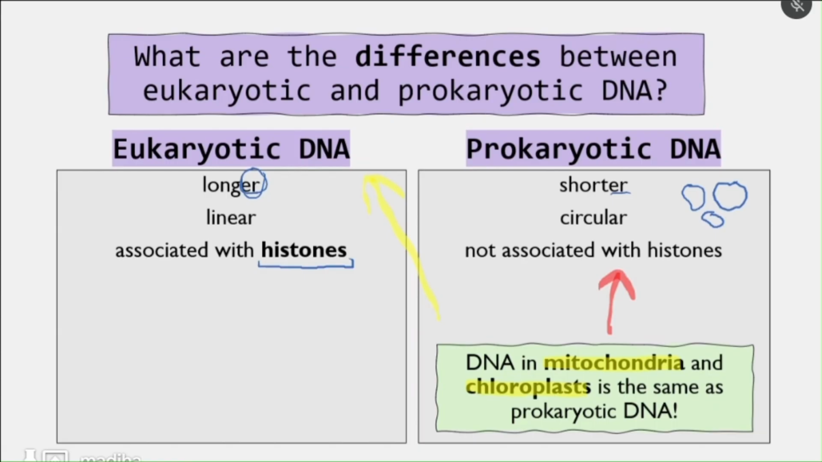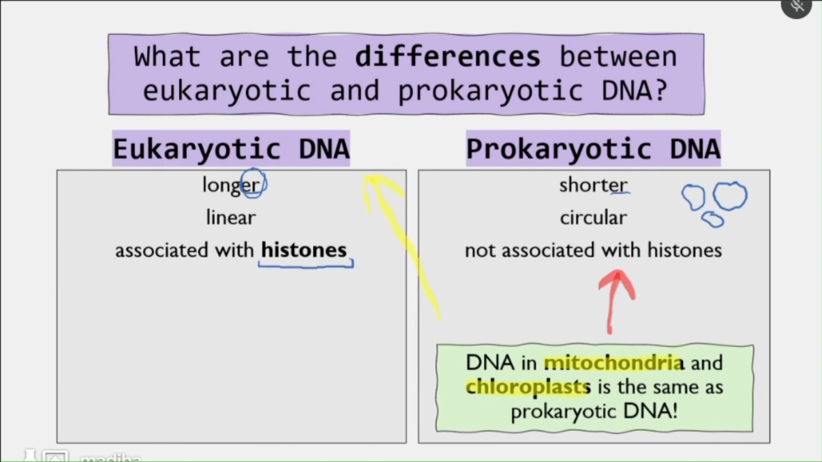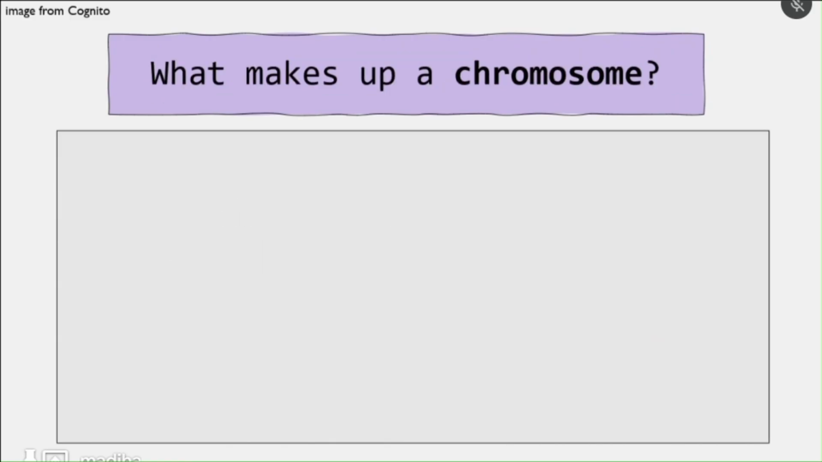But to actually understand this, and this is something I used to struggle with at the start of the year, like understanding the makeup of DNA, so essentially what makes up a chromosome. Like we said, in eukaryotic DNA, it's associated with histones. What does this actually look like?